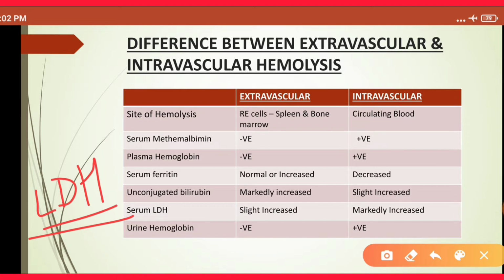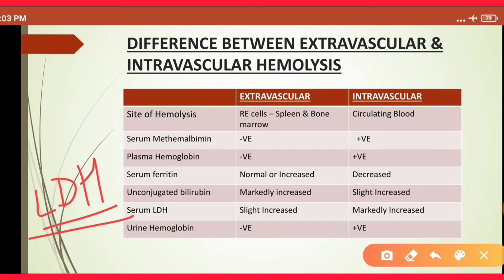Now this serum LDH is a marker for hemolytic anemia in general. Why? I'm telling you. See guys, a red blood cell does not have enough oxygen or enough mitochondria, so it does anaerobic glycolysis, right? And so it has a higher level of lactate dehydrogenase, because it is doing anaerobic glycolysis.